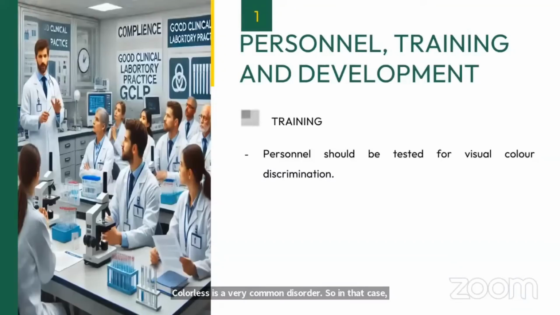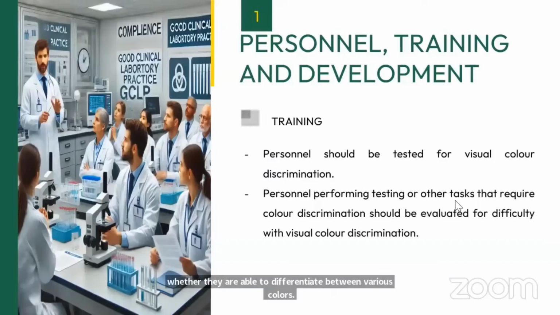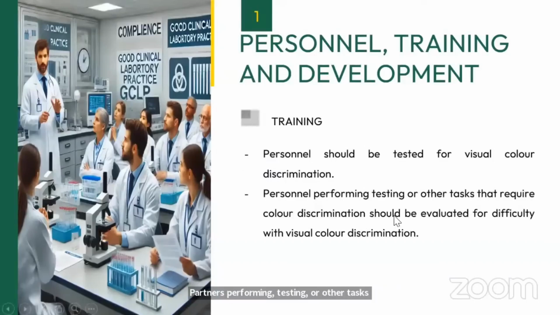So you should take an appropriate evaluation with respect to the visual color, whether they are able to differentiate between various colors. Personnel performing testing or other tasks that require color discrimination should be evaluated for difficulty with visual color discrimination. So they should be able to discriminate different colors. They should be able to identify different colors. So the evaluation should be performed independently.